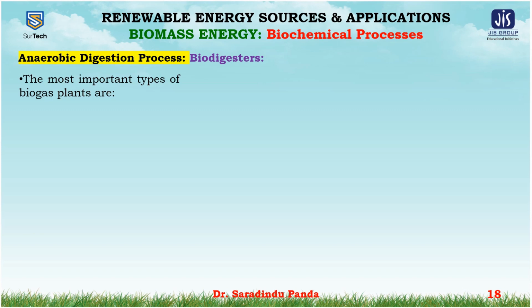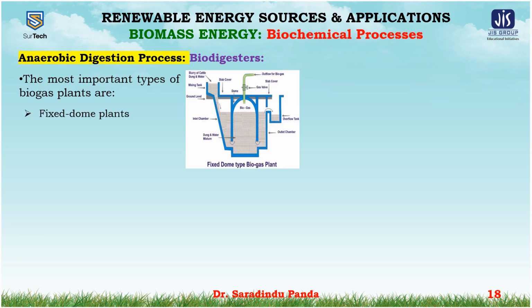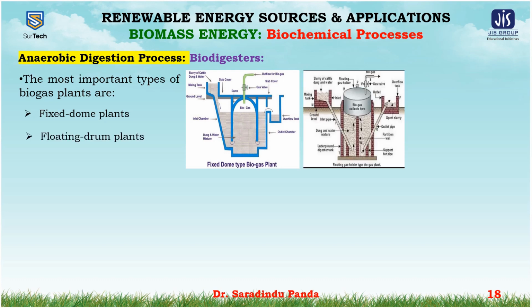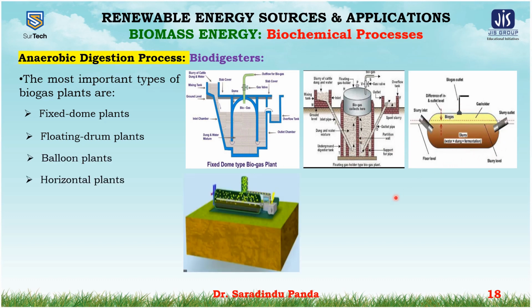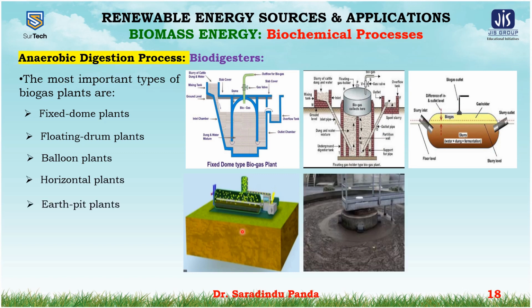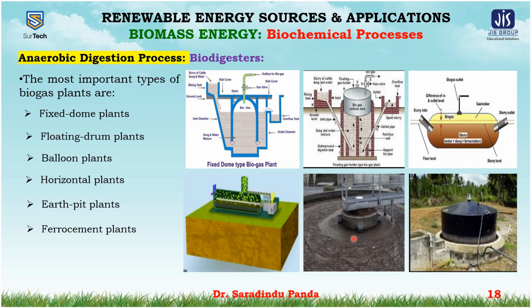Now come to the topic of biodigesters. The most important types of biogas plants are the fixed dome plants, which is shown in the figure. Second is the floating drum plants. Third is the balloon type plants. Fourth is the horizontal plants. Fifth is the earth pit plants. And the last is the ferro cement plants.